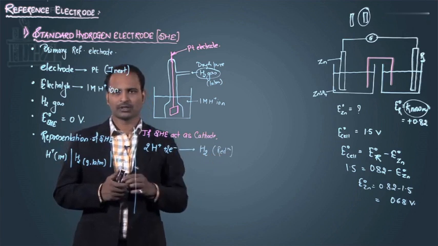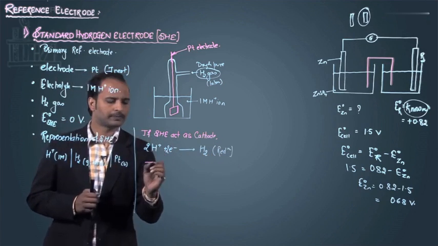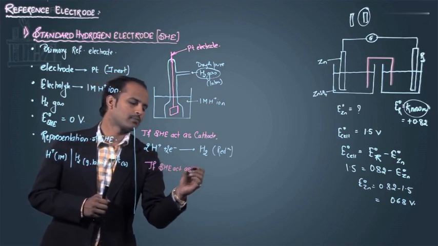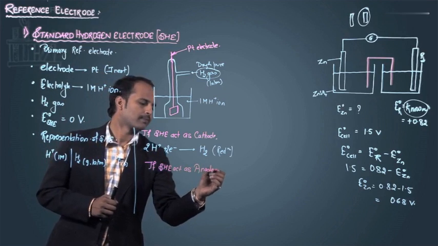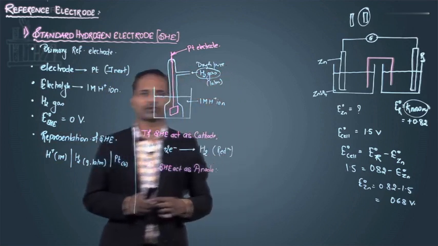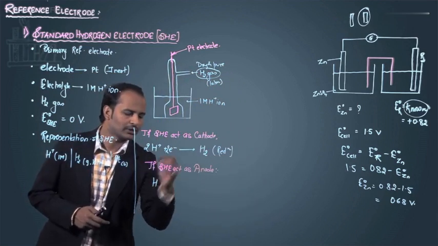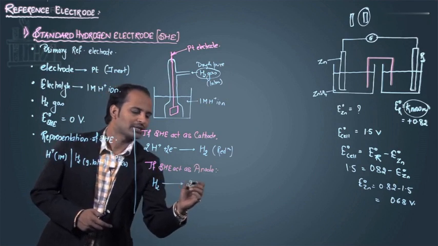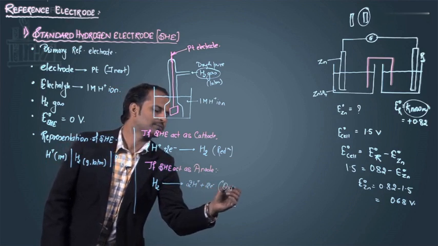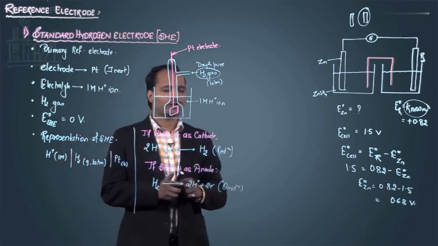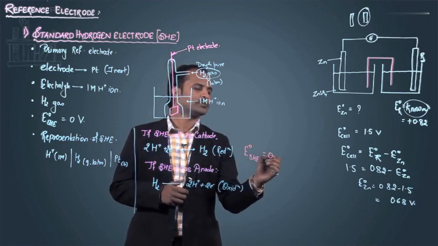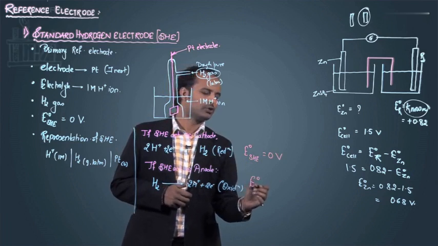So it's a reduction. And if SHE acts as an anode, then exactly the opposite reaction takes place, that is, oxidation occurs, which is a loss of electrons. So the reaction will be H2 giving exactly the reverse reaction, 2H+ plus 2 electrons. This is oxidation. Whether it undergoes the oxidation process or the reduction process, its electrode potential is going to be 0 volt.